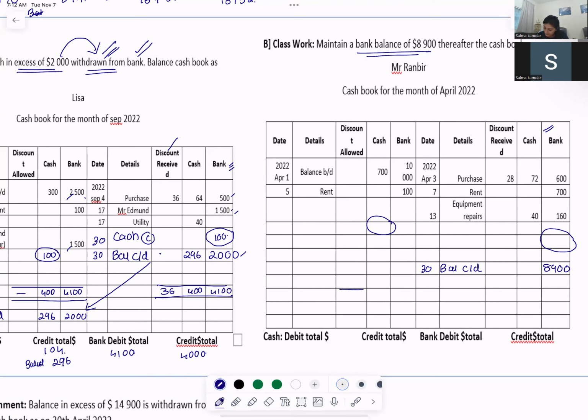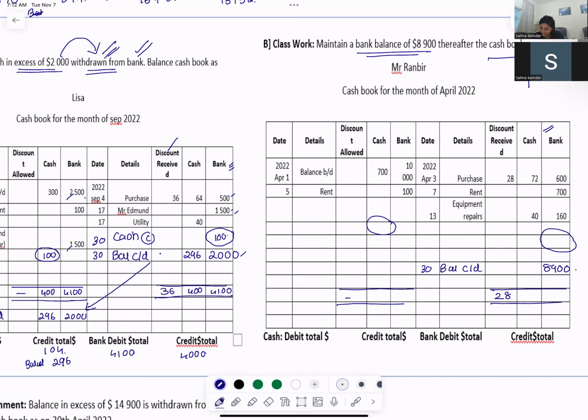Now I will start my closing process because I have written all the instructions that were there. Discount allowed dash, discount received 28. It will go on the credit side of the discount received account. Now first it was instructions for the bank. So I am closing the bank account.